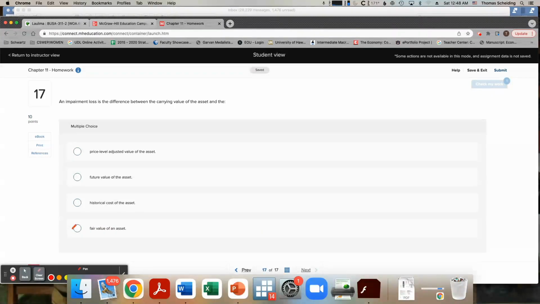Impairment loss. What is the impairment loss? Well, this is again largely definitional. It's just going to be the difference between the carrying value of the asset, which is in the nature of the question, and the fair value.